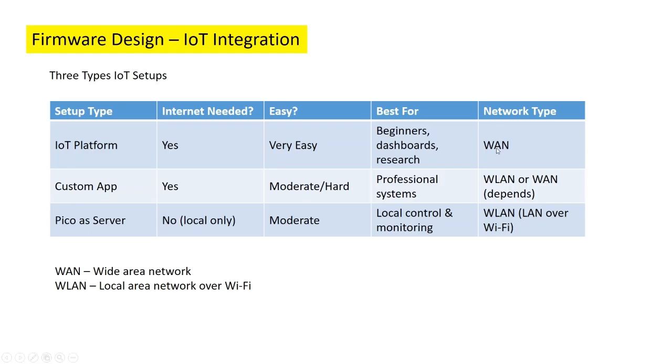All right, so in terms of network type, this is called a wireless wide area network. The advantage of this is that since your IoT platforms are in the cloud, you can access them from anywhere. Through your IoT platforms, you can control your IoT devices, you can monitor your sensors, and so on and so forth. All right, so this is the summary for the different types.